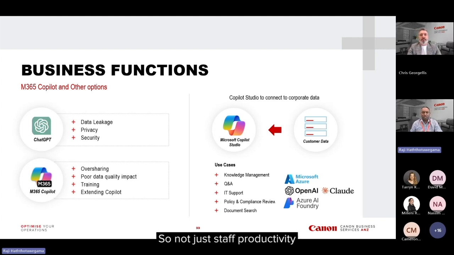But then there are use cases where we ask how we can address specific business functions. So not just staff productivity, but specific business functions. So things like knowledge management, question and answer, IT support, policy and compliance. There are a lot of specific business cases that we are seeing from customers. It could be how you are responding to customer queries, how you are classifying those queries, HR policies you need to review, or a workflow. That's where AI in business functions can have real value.